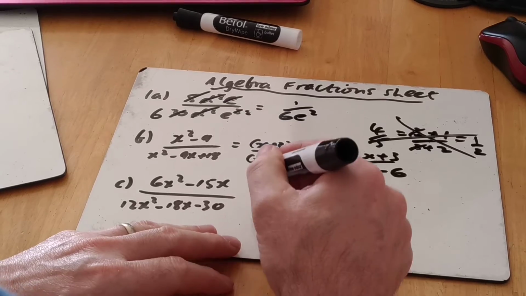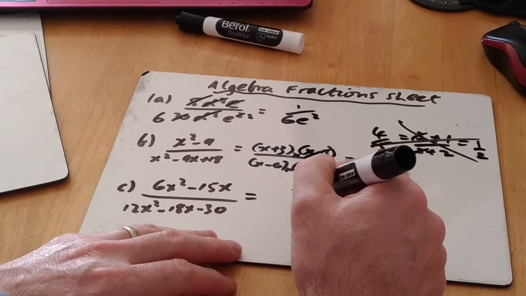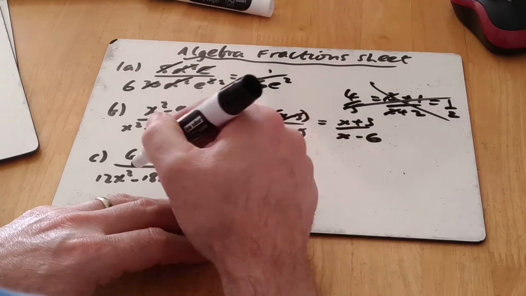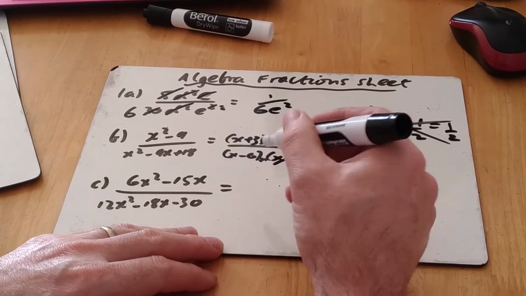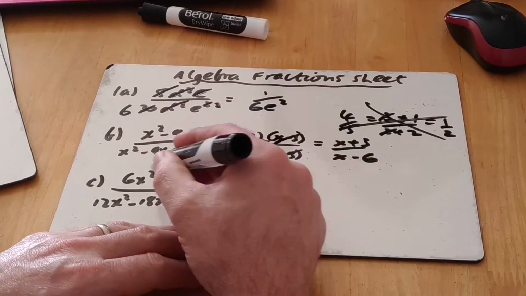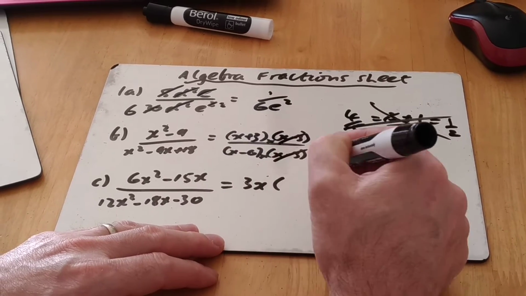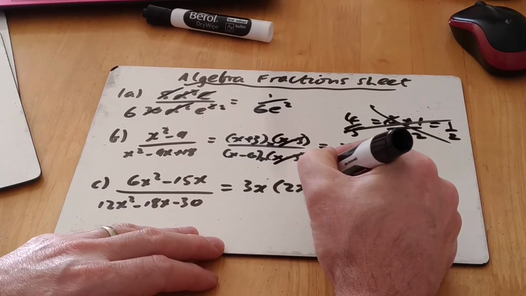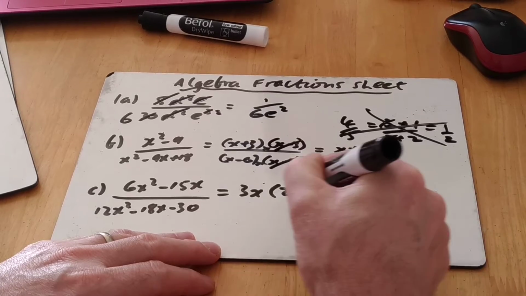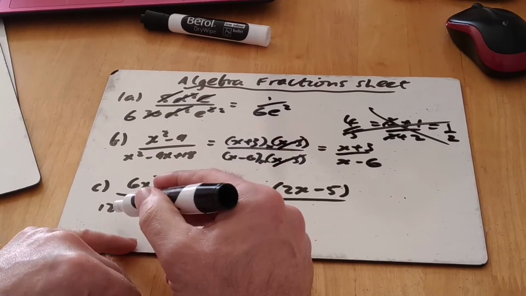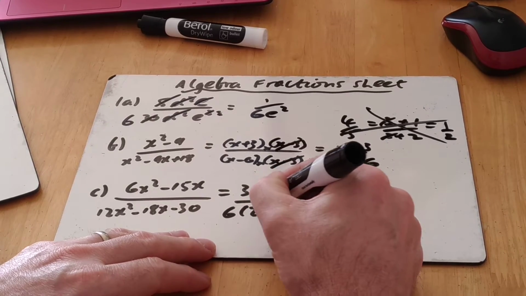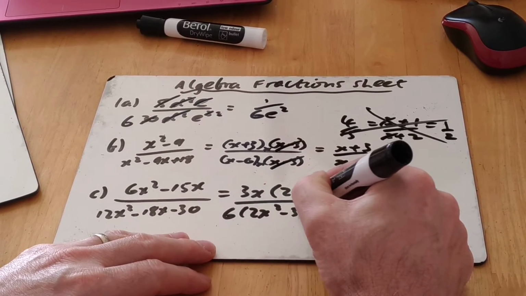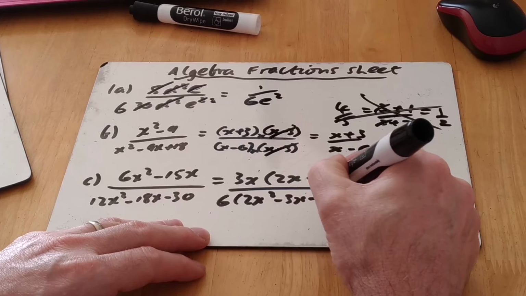Similarly with this one here, I can take out number common factors and letter common factors and do bracket times bracket as well and see what I've got. So the 6 and the 15 have got a common factor of 3. x squared and x have got a common factor of x. I can write that then as 3x, 2x minus 5. And then here I've got a number common factor of 6. So 2x squared minus 3x and then minus 5.